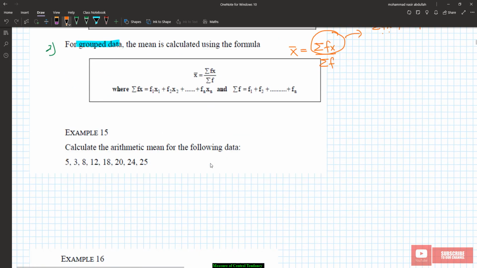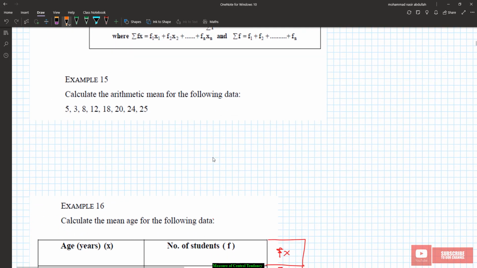Right, let's look at example number 15. You have your workbook, right? So you can follow. Example number 15, calculate the arithmetic mean for the following data. So we have 1, 2, 3, 4, 5, 6, 7, 8. So n equal to 8. So this is ungrouped data, right? Because it's not in the form of a frequency table. So we have ungrouped data.